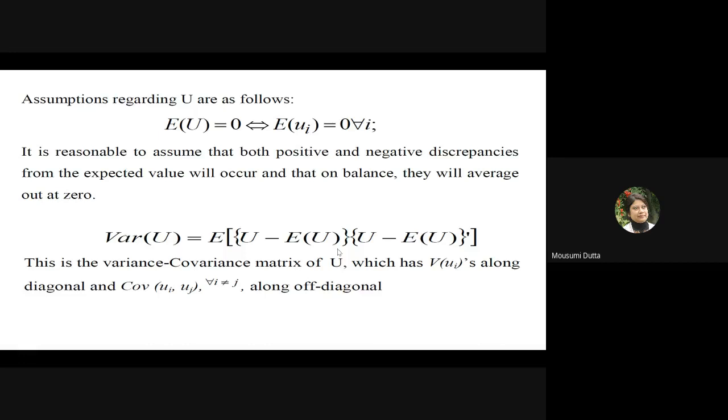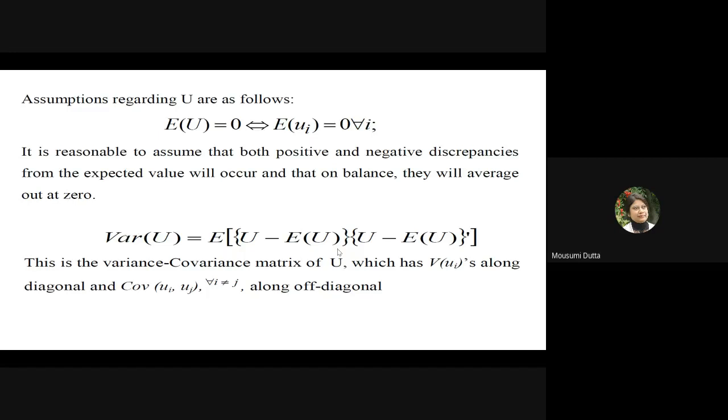Today I do not have the DG board, therefore I will not be able to write in parallel in the pen box. So please note down that the order of this is n by 1. Now what will be the order of u minus expectation of u transpose? 1 cross n. So what will be the order of this entire thing? N cross n.